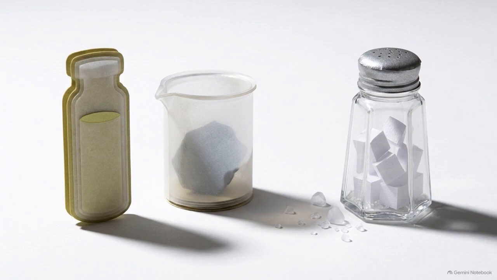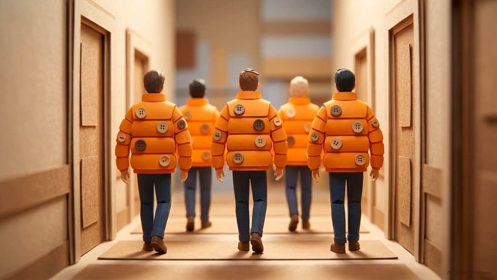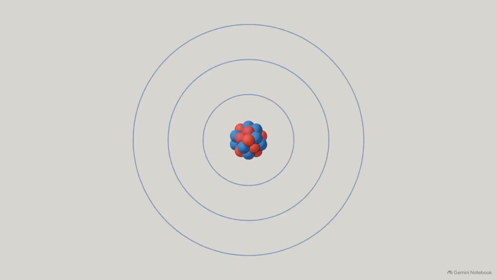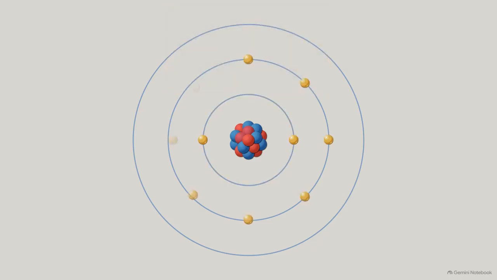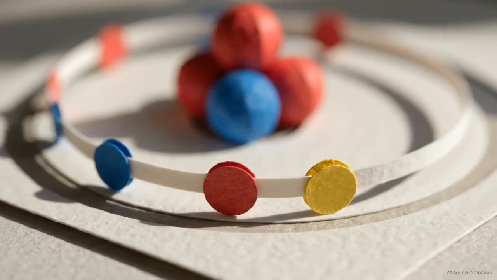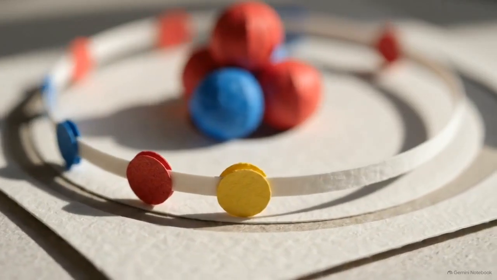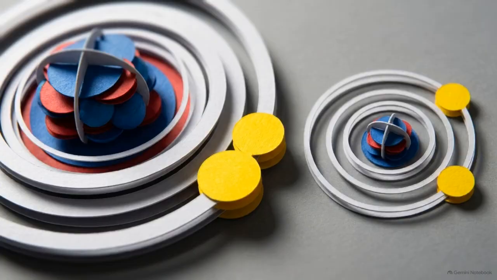But why do elements in the same vertical column act like a clique? Think of it like teenagers in a group wearing similar jackets. Atoms have negatively charged particles called electrons. These electrons live on different energy floors around the center, which we call shells. Each of these floors has a limited amount of room for electrons. Elements sitting in the same vertical group have the same number of electrons on their very outermost floor. Since they have the same outer clothes, they react with others in the same way.